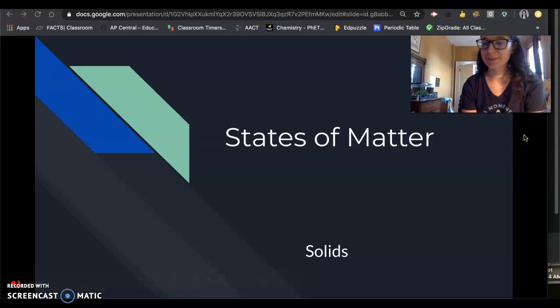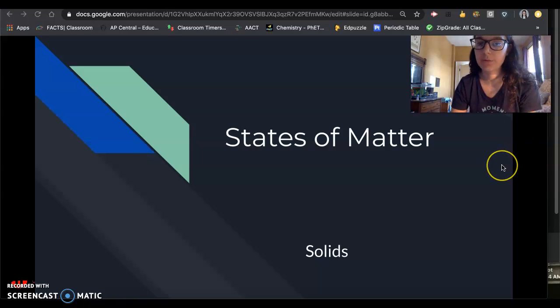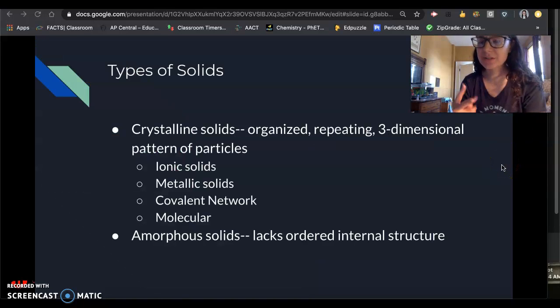All right, and next we're talking about solids, which is probably the most diverse state of matter that we will talk about. So there are two broad types of solids. The first is crystalline solids, and the second is amorphous solids. The biggest difference, really the only difference, is that crystalline solids are organized. The particles have a specific structure, a repeating three-dimensional pattern of particles, whereas amorphous solids don't have a structure. It's like you just kind of clumped all those particles together. They're close, they're solid, but they're not as organized as crystalline solids.